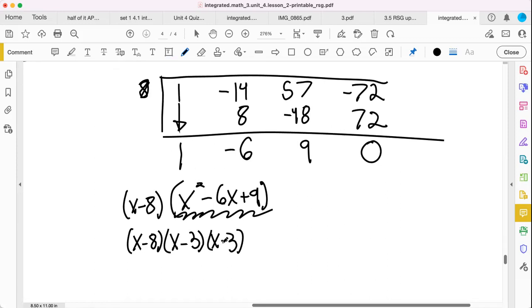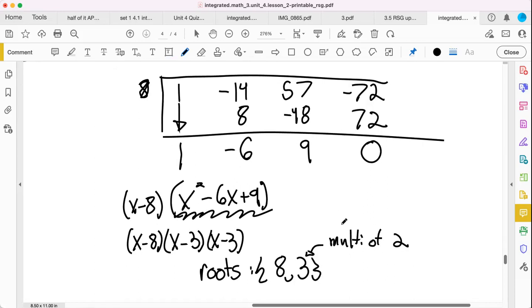With some multiplicity there, so I won't forget that. So our roots here are still consisting of 8 and also 3. Side note, this has multiplicity of 2. Some would call it a double root or a dub. So there you go. Boom.